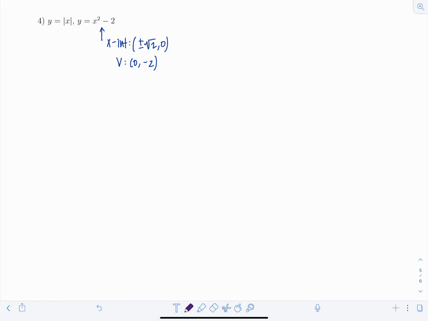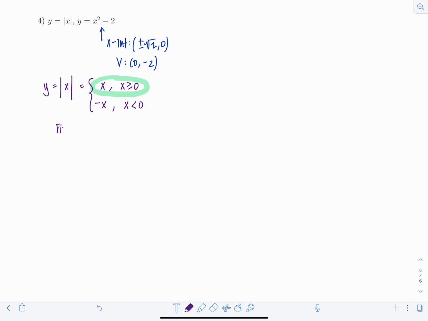Now, if I want to find where they intersect, you could just think about it. But if you want an algebraic way of doing it, what we're going to do is rewrite absolute value of x piecewise. Okay. So I'm going to rewrite absolute value of x. It's equal to x if x is greater than or equal to 0, and it's equal to the opposite of x if x is less than 0. So say I'm going to find the intersection between absolute value of x and the parabola for the right half of the graph, for x greater than or equal to 0.